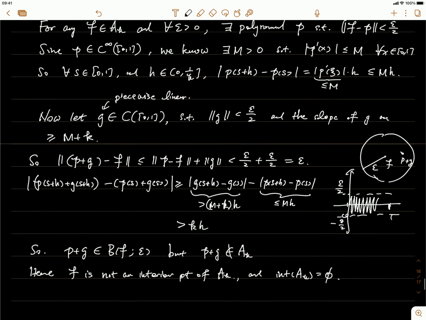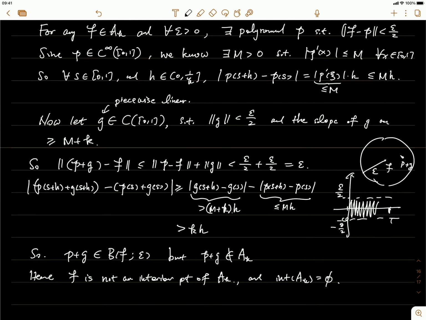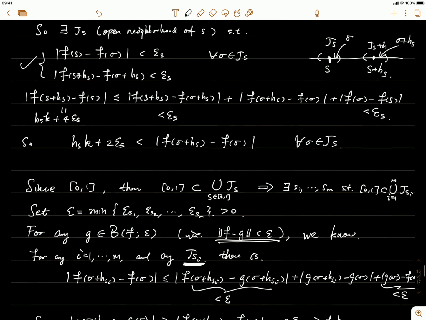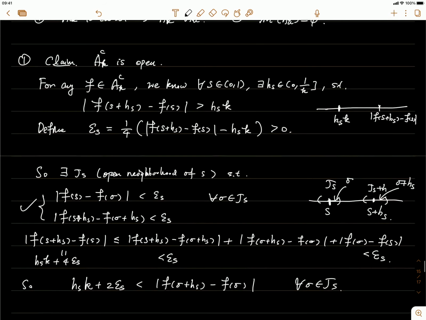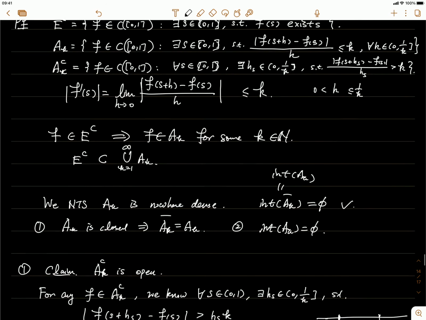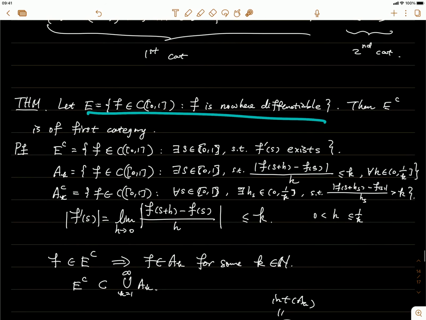Okay, so with this, we show that AK is of first category. Sorry, AK is nowhere dense, and since the E complement is the union of these nowhere dense sets, we say the E complement is of first category, and that means E itself is of second category. So that is E, which is the set of functions that are nowhere differentiable.